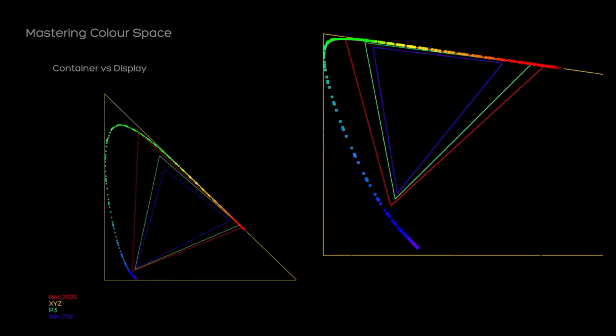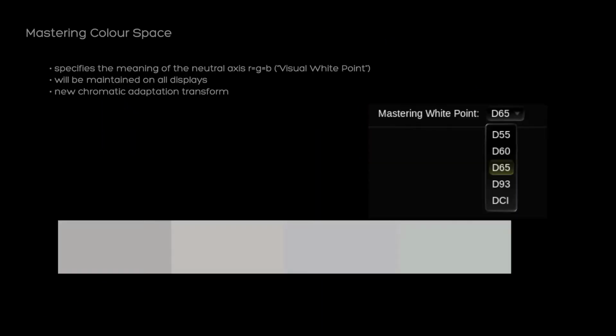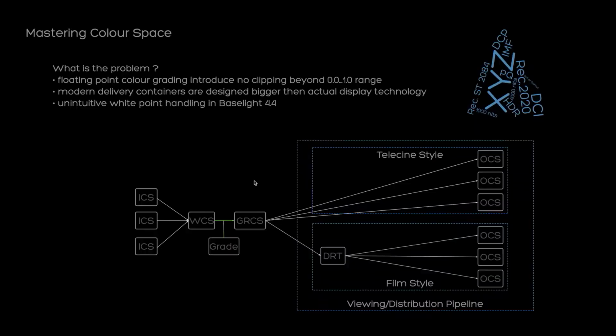In addition to those problems, we want to address the white point handling and chromatic adaptation transformation in Baselight, because in 4.4 M1 the white point handling was kind of unintuitive. Okay, I have outlined our two typical color pipelines in Baselight. We have two kinds of schools in Baselight: the telecine style colorist and the film style or scene referred style colorist. And we will see that the mastering color space is important for all the different types of grading styles.